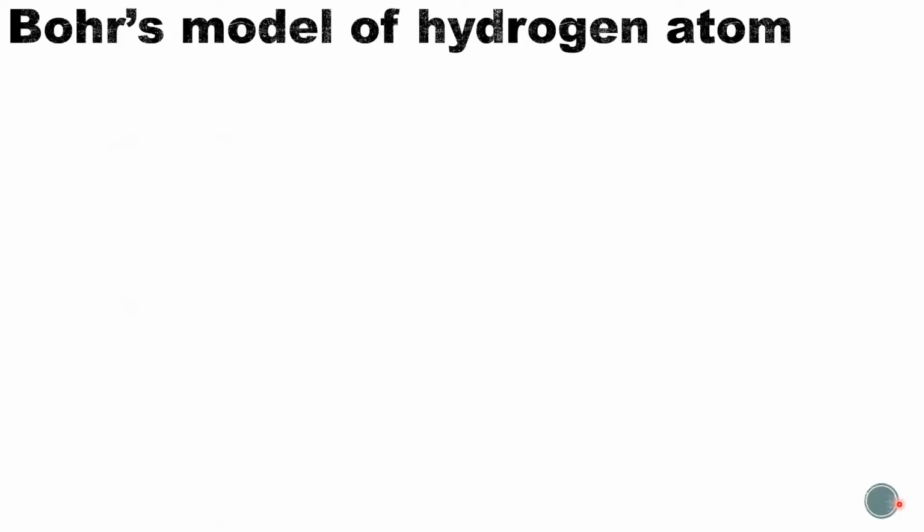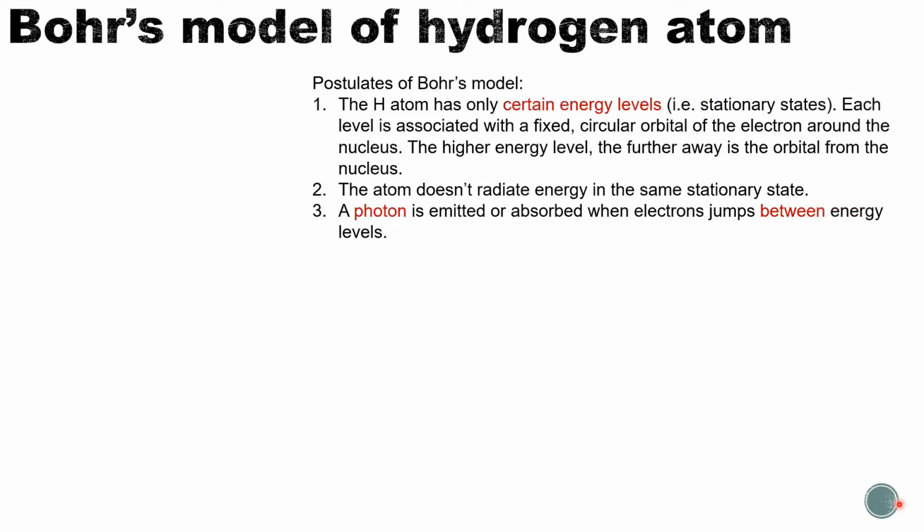Okay, right to the topic. What is Bohr's model of the hydrogen atom? There are a few postulates of Bohr's model. First, the hydrogen atom has only certain energy levels, or to use a fancy word, stationary states. Each level is associated with a fixed circular orbit of the electron around the nucleus. The higher the energy level, the further away the orbit is from the nucleus.